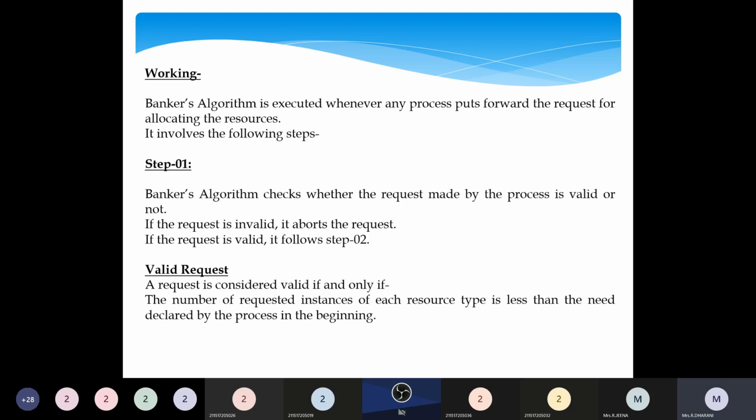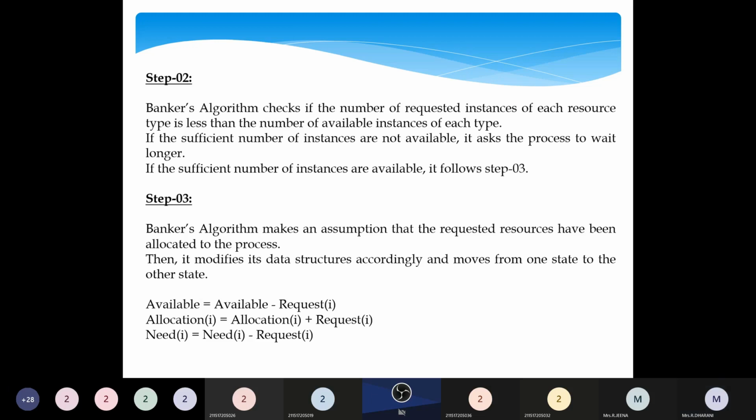Okay, so here as you can see, available is equal to available minus request of I. So it modifies the data structures accordingly and moves from one state to another. Just note down these small formulas for calculating availability, allocation and need. Available is equal to available minus request, allocation is equal to allocation plus request, need is equal to need minus request.